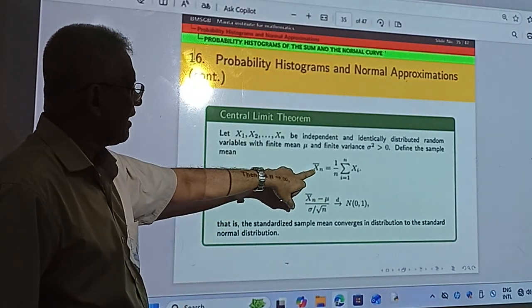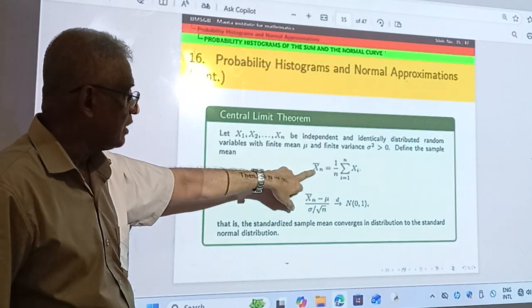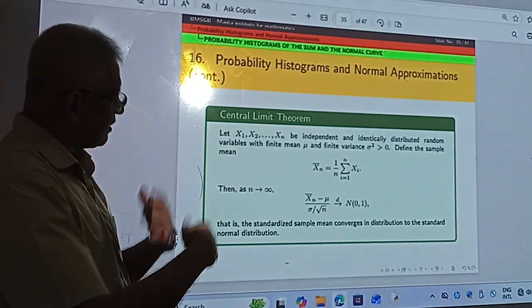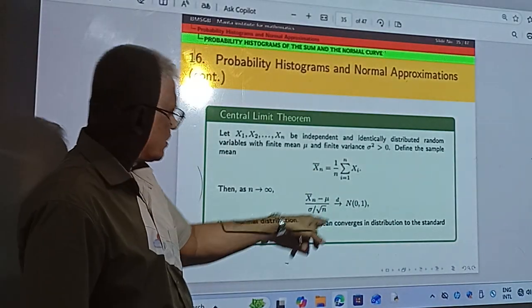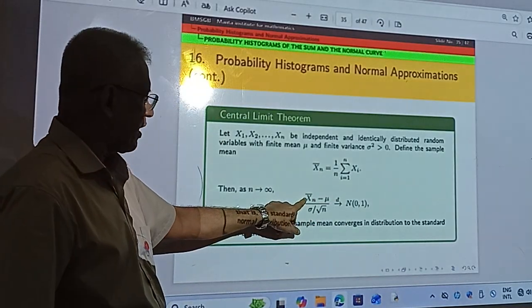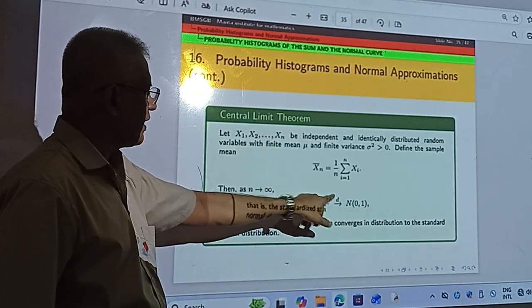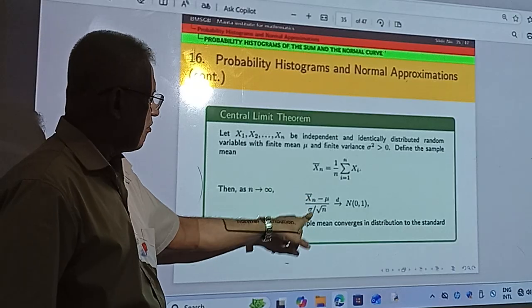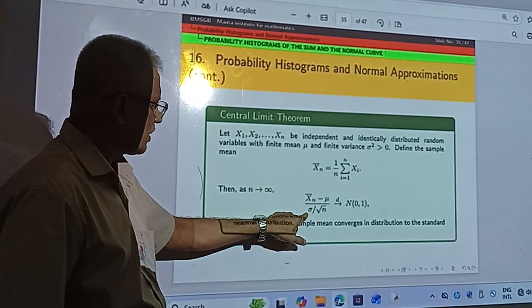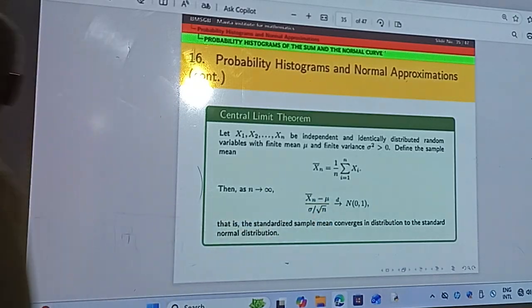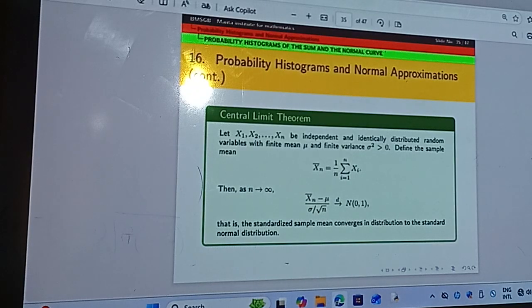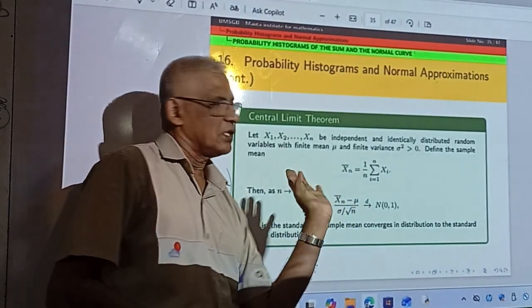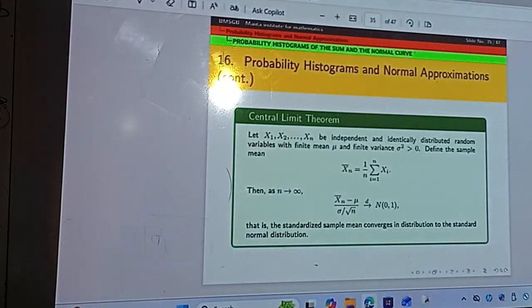So x bar n is the sample mean of n observations, and this theorem says the standardized x bar n, right? X bar minus the mean of x bar divided by the standard deviation of x bar. Mean of x bar is mu, right? So if you subtract this and divide by the standard deviation, that is the square root of the variance, sigma over root n, then that quantity will converge to a standard normal distribution. So that is what the theorem says.